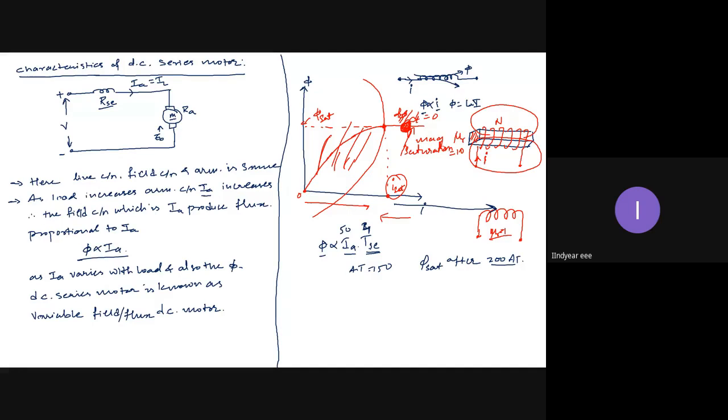I should also give some additional turns for armature reaction. Because of armature reaction, a demagnetizing effect will occur. To neutralize the demagnetizing effect, I should increase the number of turns; I should add demagnetizing turns in the pole. So all these things are to be taken into account. When you study the design, this will come into the picture.